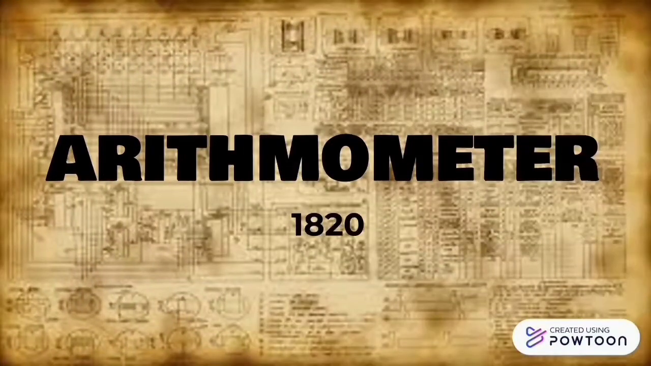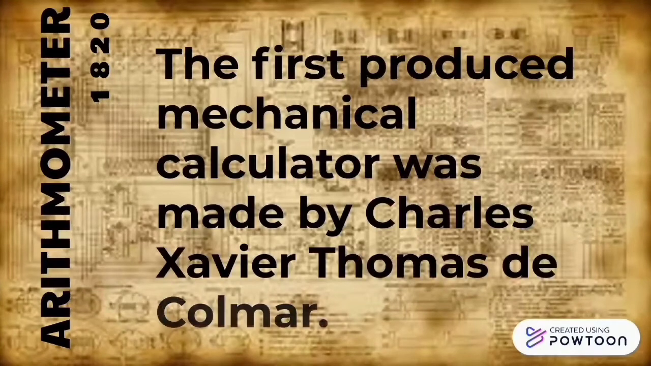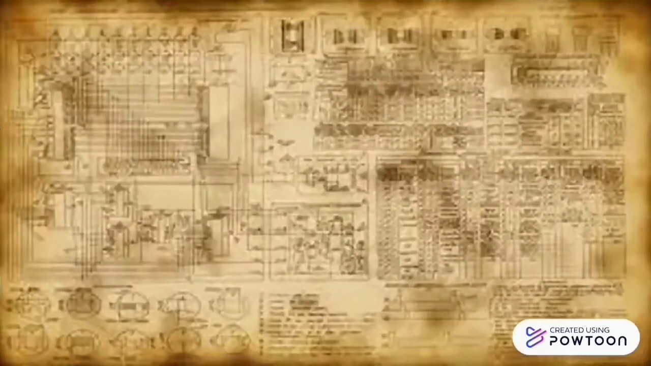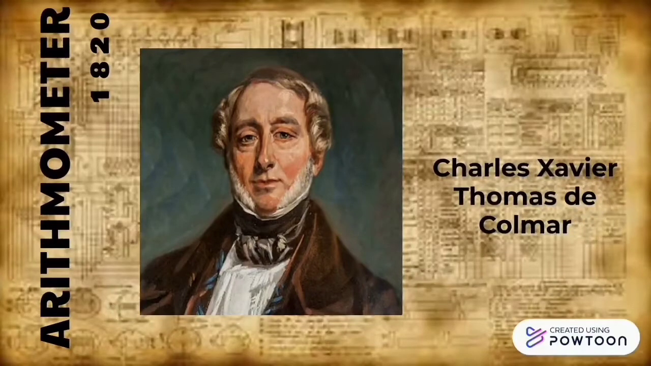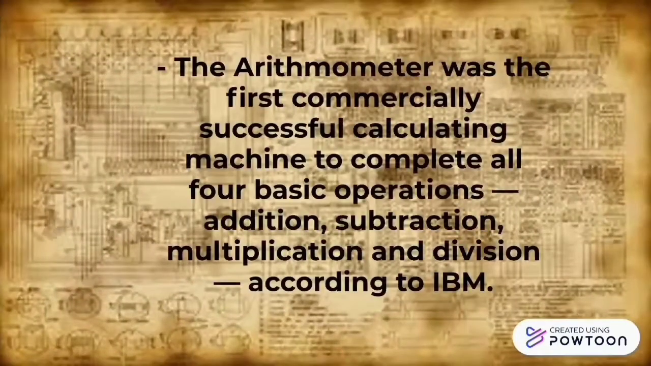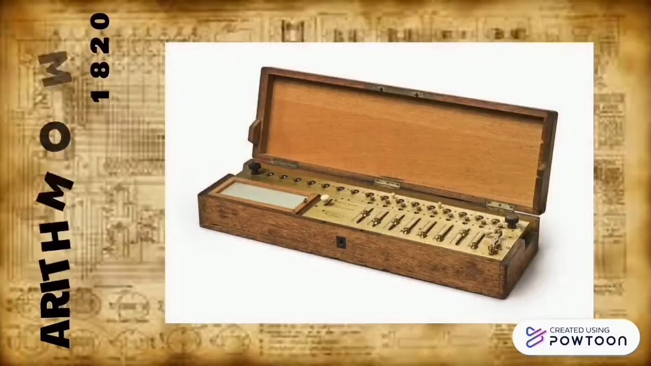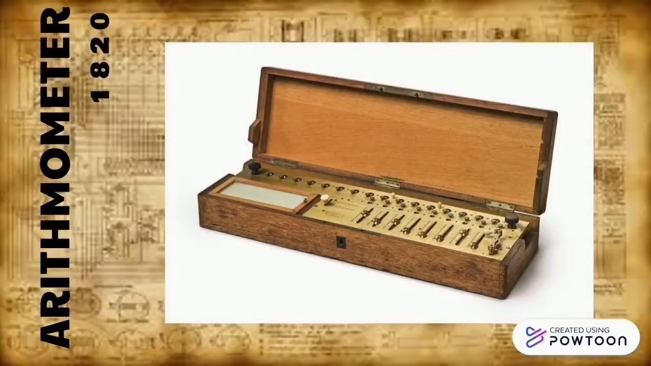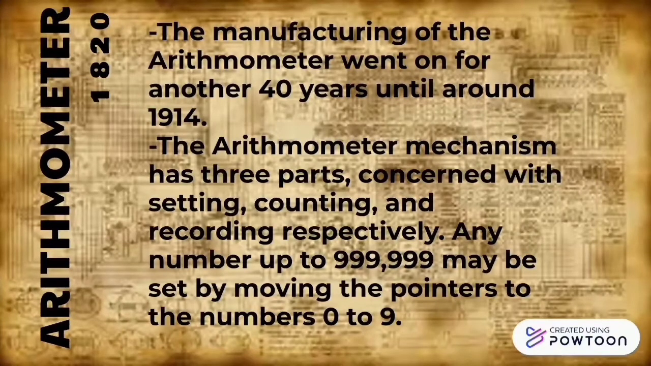As the year 1820 came, the first mass-produced mechanical calculator was made, the arithmometer invented by Charles Xavier Thomas de Colmar. It was the first commercially successful calculating machine to complete all four basic operations: addition, subtraction, multiplication, and division, according to IBM. The arithmometer mechanism has three parts, concerned with setting, counting, and recording respectively.